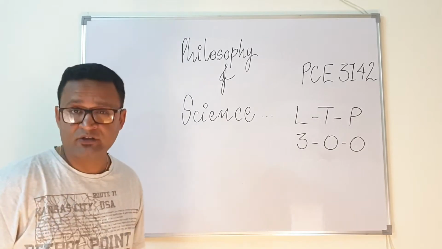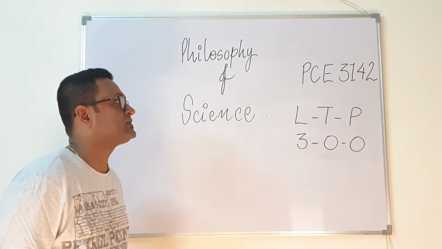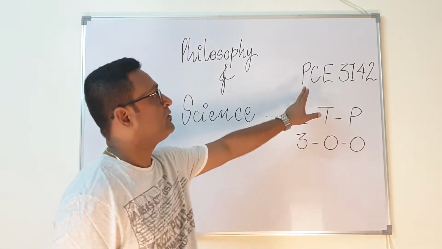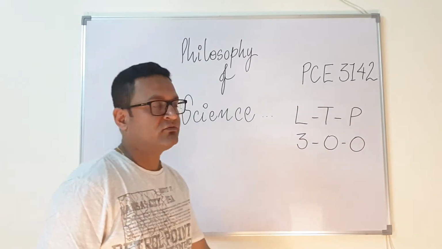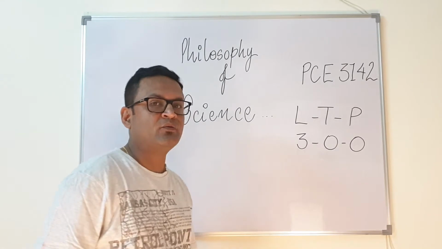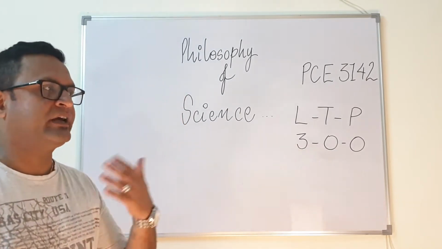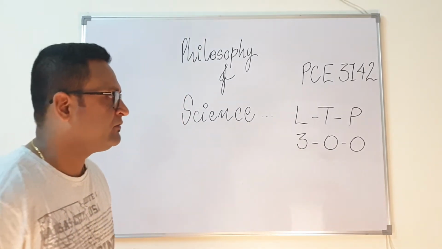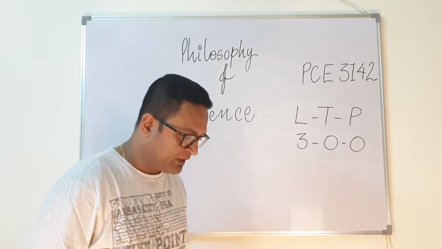Philosophy of Science, or Introduction to Philosophy of Science, is a course whose subject code is PCE 3142 and the LTP structure is 300. That means we will only have lectures, and we do not have any lab or something like that. We will also not have any tutorial.